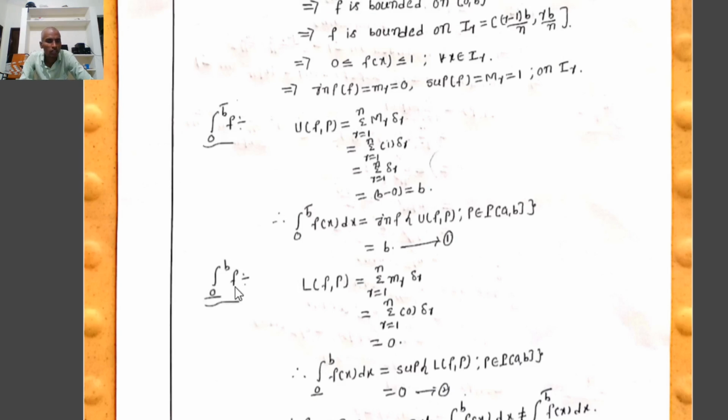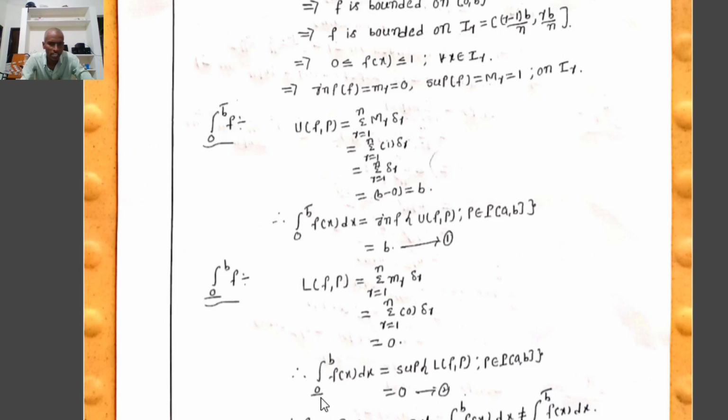Similarly, we have to find the lower Riemann integration, the lower integral from 0 to b of f(x) dx. First we have to find the lower Riemann sum. By definition of the lower Riemann sum, L(f,P) equals the summation r equals 1 to n of small m_r delta_r, where small m_r is the infimum of f(x) on I_r, which equals 0. Therefore the summation is totally 0. Therefore L(f,P) equals 0, the lower Riemann sum with respect to the partition P equals 0.